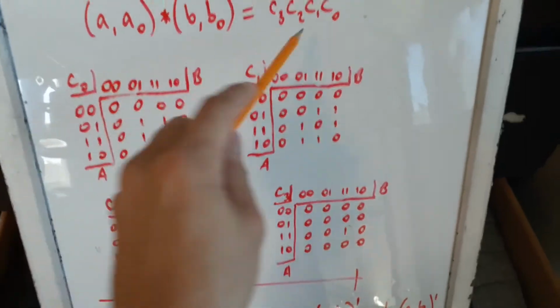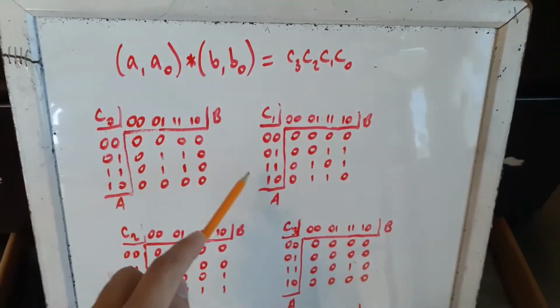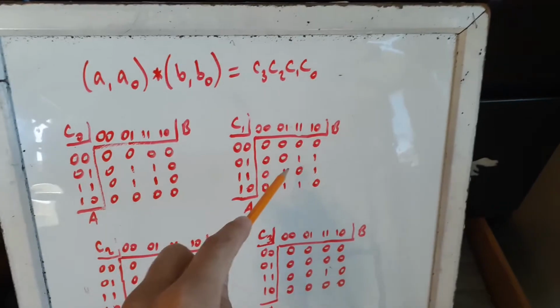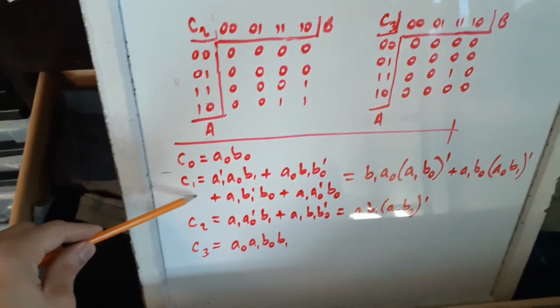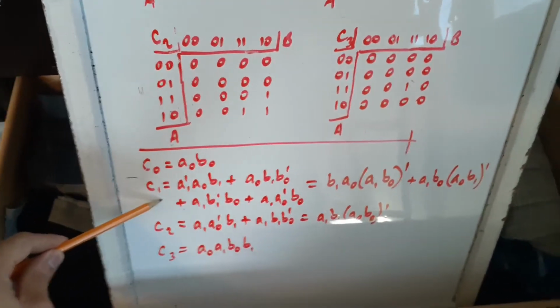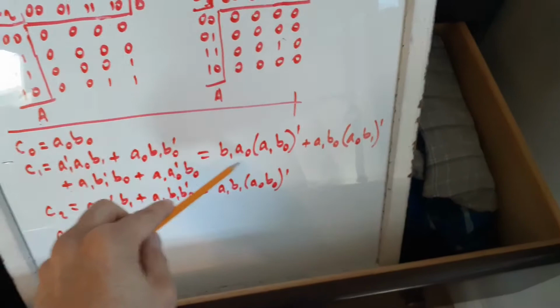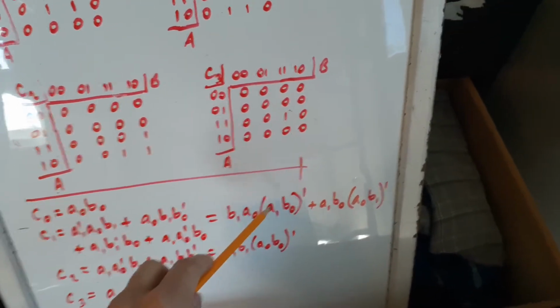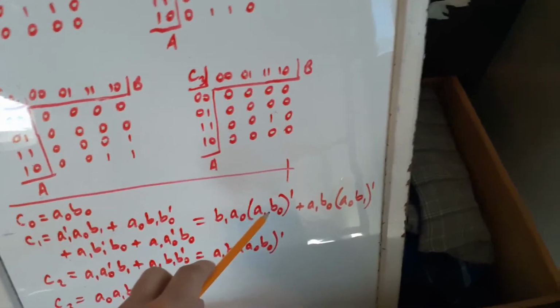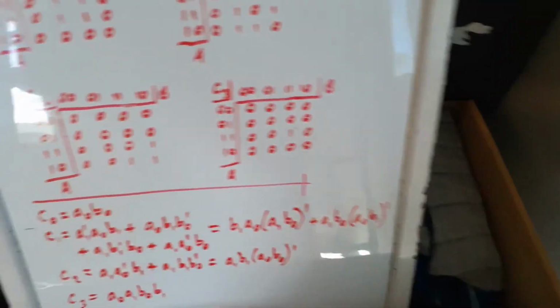For example, bit C1 looks like this. We need 4 groupings in order to write the sum of products formula, and the sum of products formula looks like this. Luckily, we can factor some things out and end up with a simpler expression: B1 and A0, and A1 NAND B0, and then the other term.